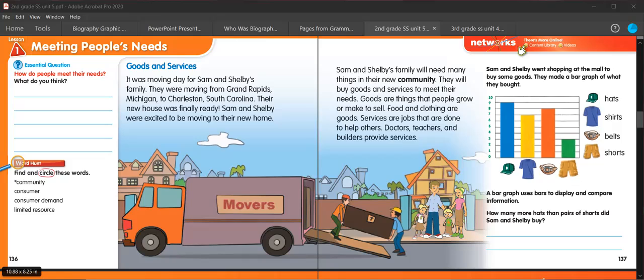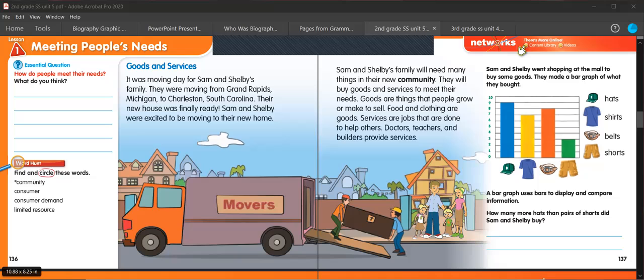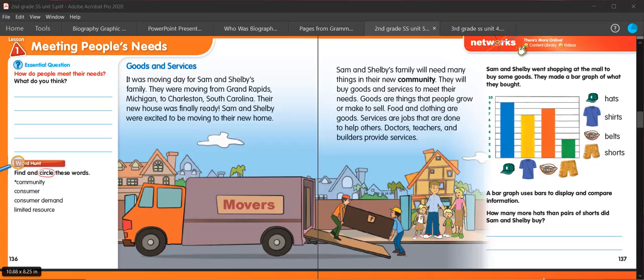Lesson 1. Meeting People's Needs. Essential question. How do people meet their needs? What do you think?